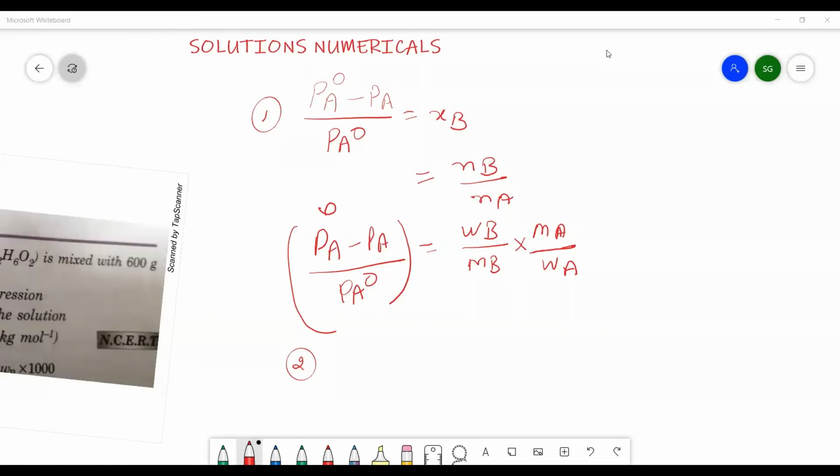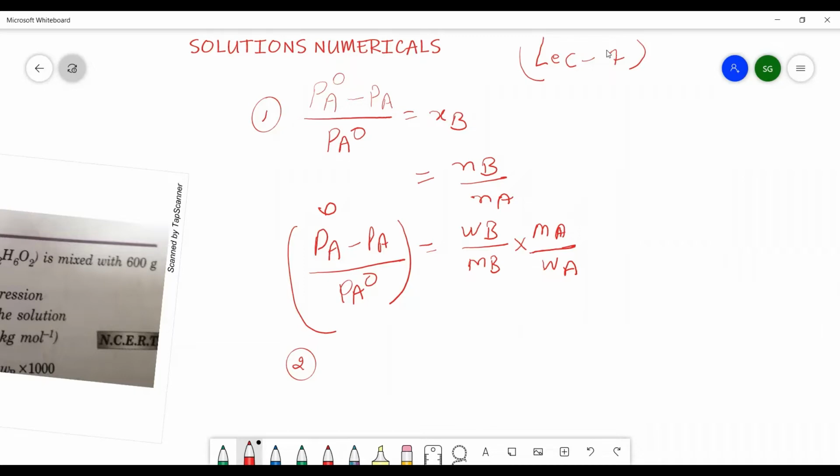Hello everyone. We are here to complete the solution chapter numericals. Up to lecture 7, we have completed the theoretical part and a little bit of numericals regarding the chapter solutions. So in lecture 8, we will discuss the numericals based on the colligative properties.